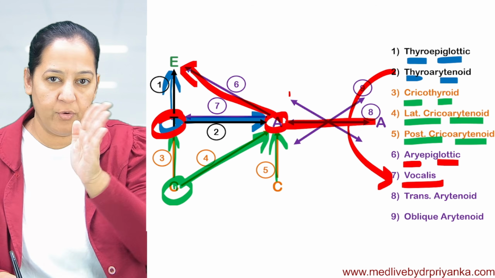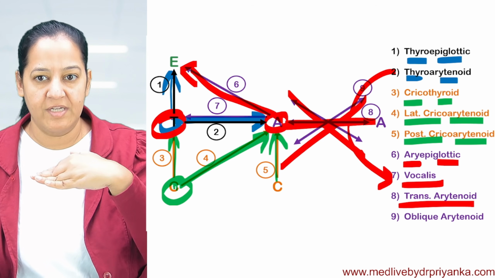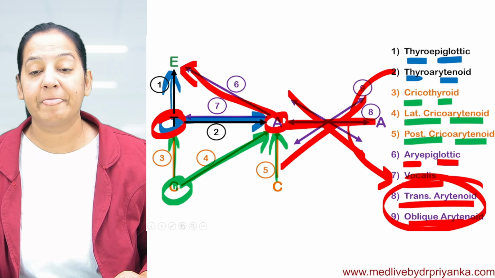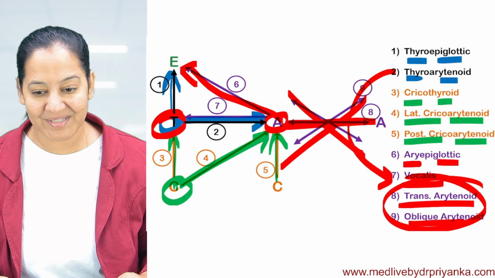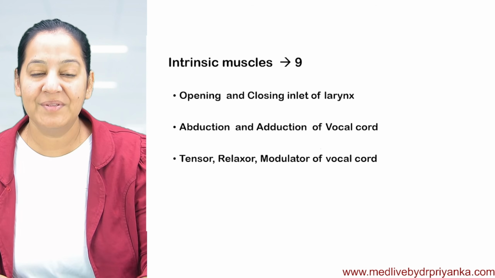This is transverse arytenoid and this is oblique arytenoid. The transverse and oblique arytenoid together are known as interarytenoid. I hope it's crystal clear to all of you. So these are the 9 muscles.